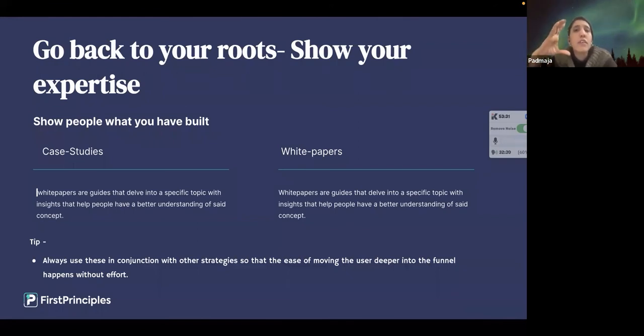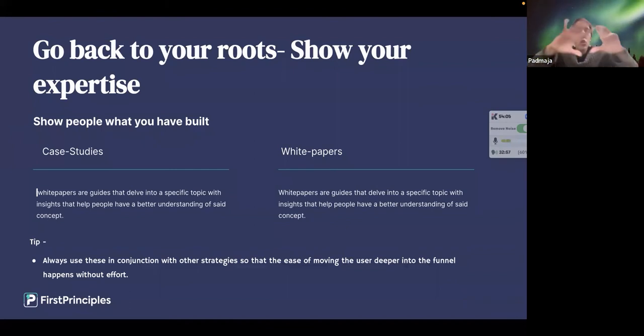But always, in my opinion, use case studies or white papers or ebooks or guides along with other strategies. These are a great value add in themselves. They are beautiful strategies to get the person hooked, show your expertise, and just nurture them so that they move to the next part of the funnel where they become your customers. At the same time, if you use them with the other strategies, they double boost it.